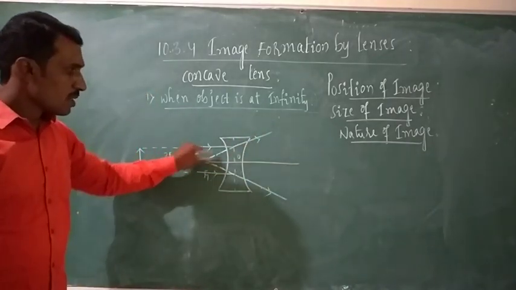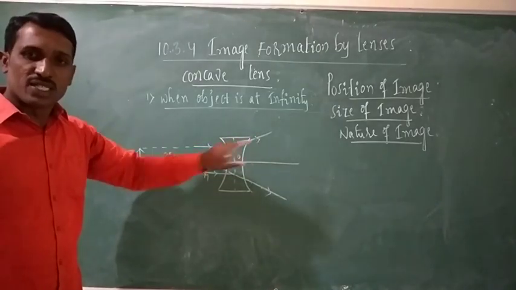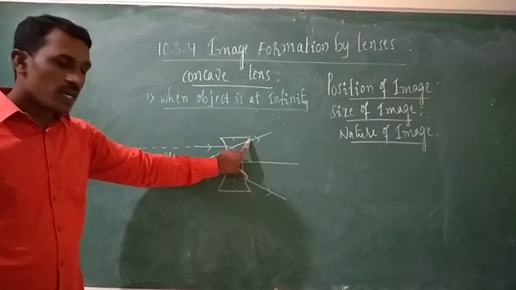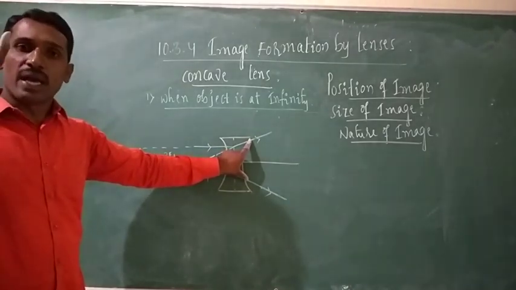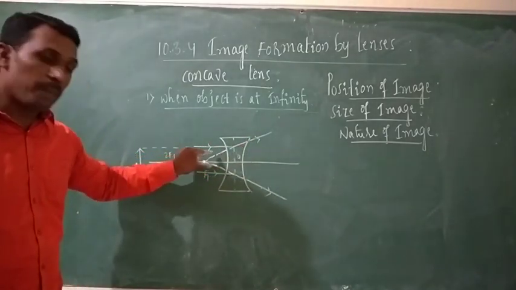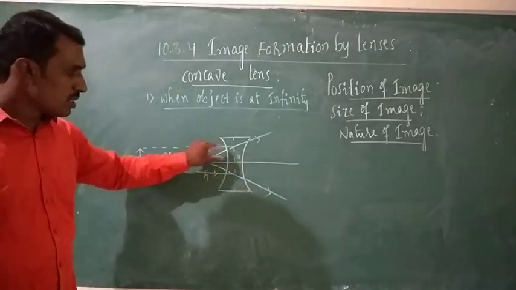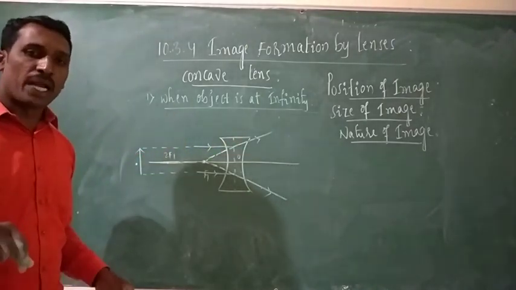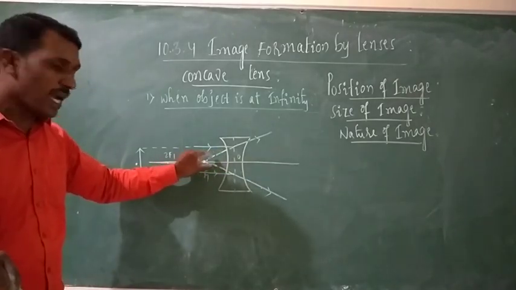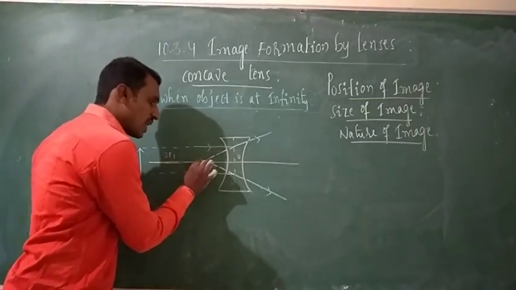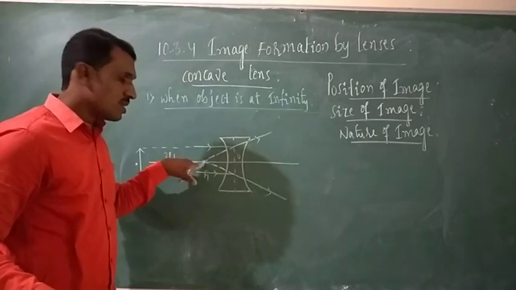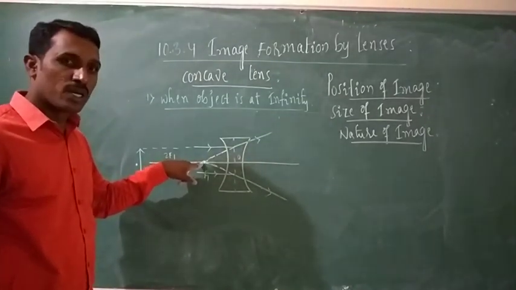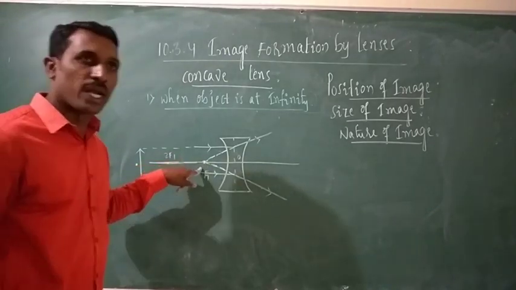See, these two divergent rays will never meet. To form an image, either refracted rays may actually meet or they may appear like meeting. But if you extend them behind the lens, they appear like meeting at this point. This point is called the focus. Yes. The image is formed at focus.